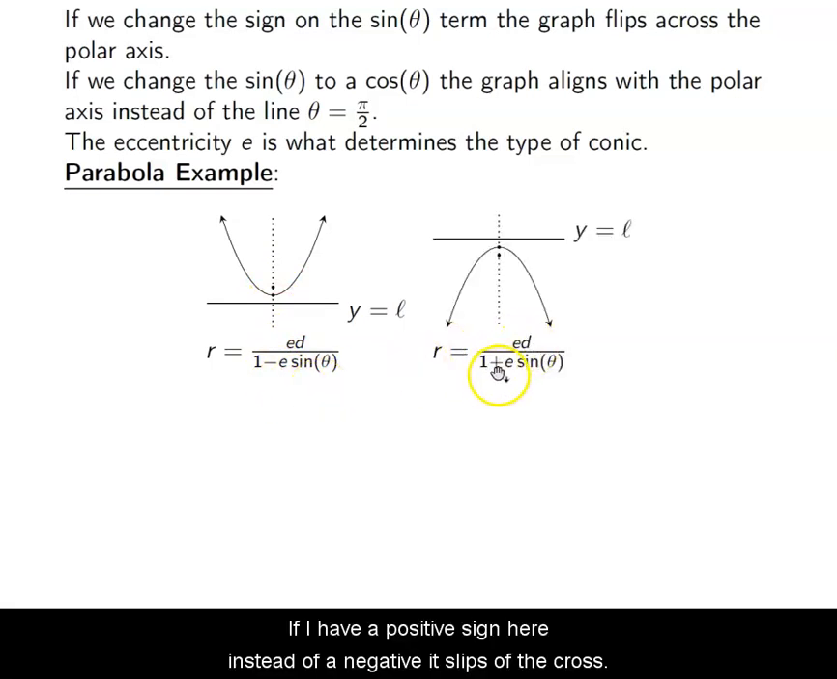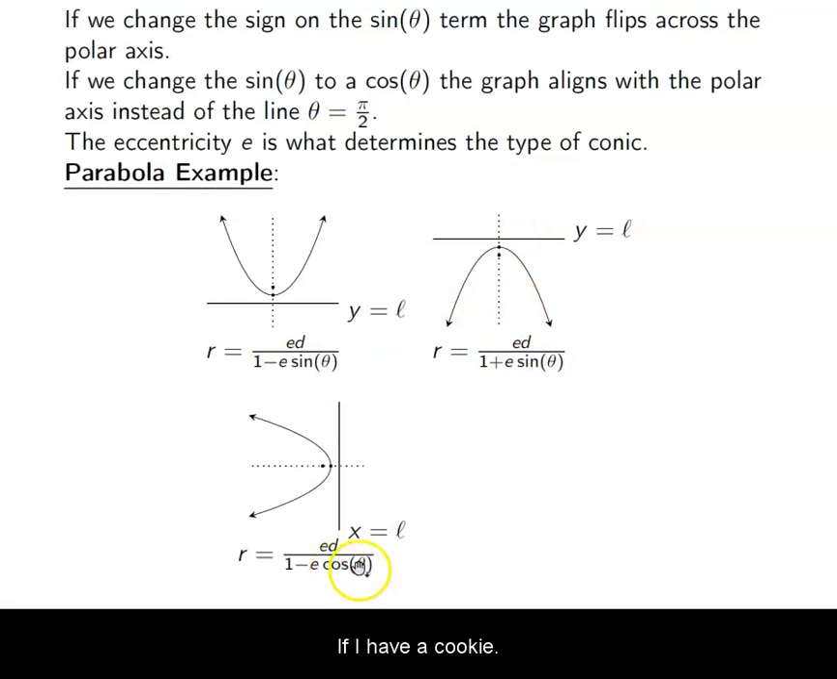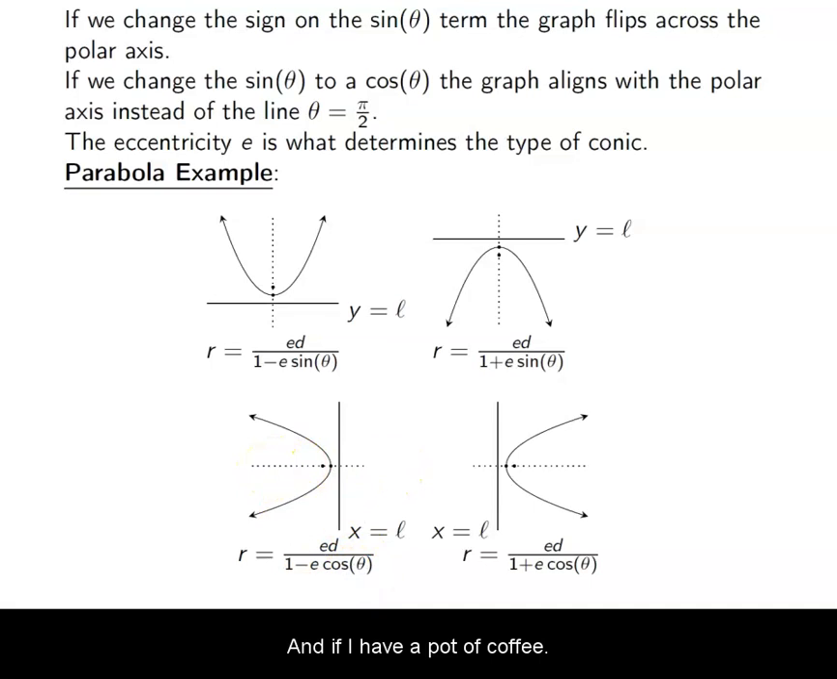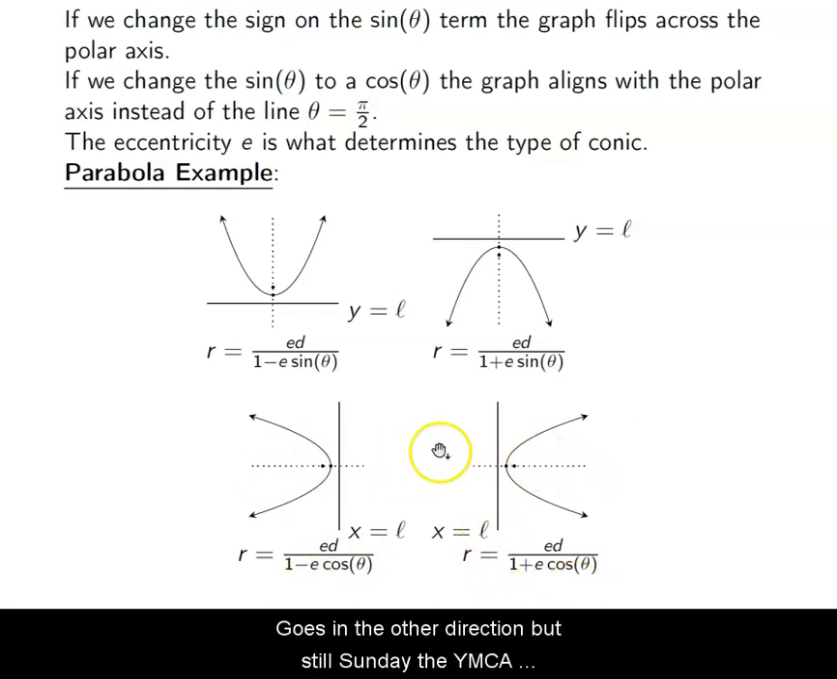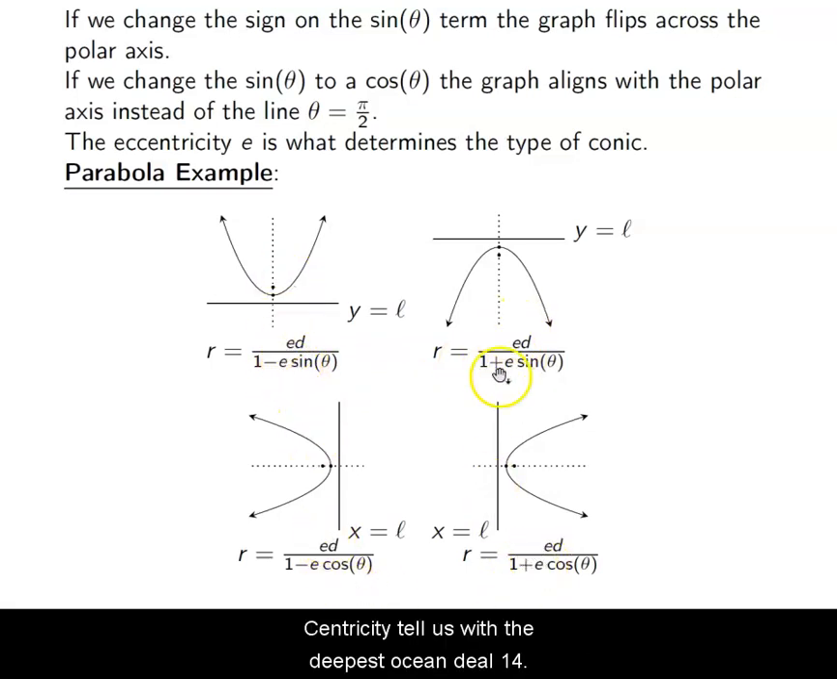If I have a positive sign here instead of a negative, it flips it across. If I have a cosine, it goes in this direction, and if I have a positive cosine, it goes in the other direction, but still centered along the x-axis. So these are the generalized formulas for a parabola. They generally will take on this shape. And again, e should be 1 here. The eccentricity tells us what the shape is, so it should be a 1 for e.